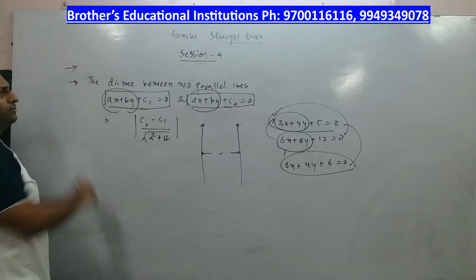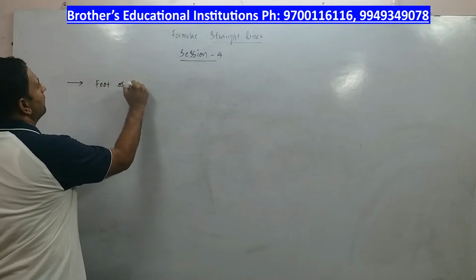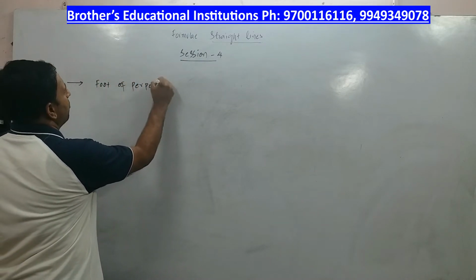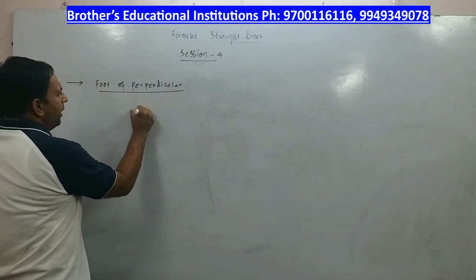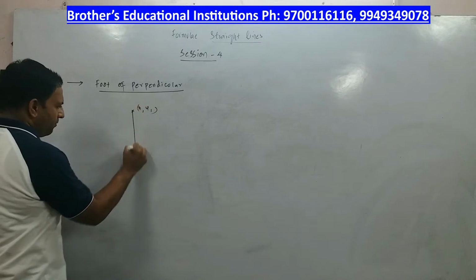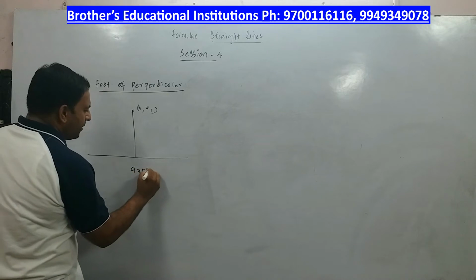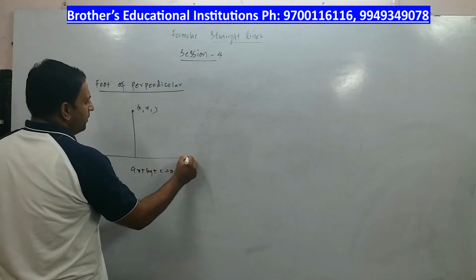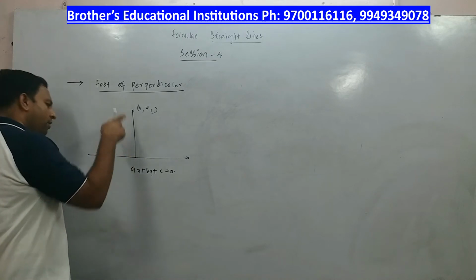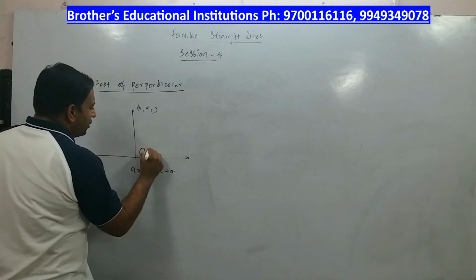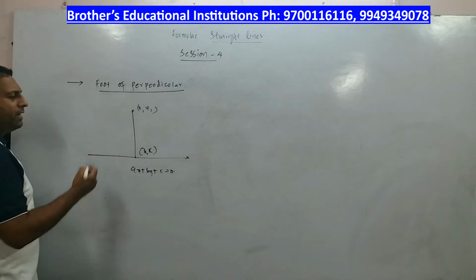Foot of perpendicular. Now what is this? Let me explain to you. If there is a point x1, y1, and I drop a perpendicular on the line ax plus by plus c is equal to 0, and this point happens to be the foot of the perpendicular, and if this point is h comma k, then there is a condition. Let me explain this by a sentence.